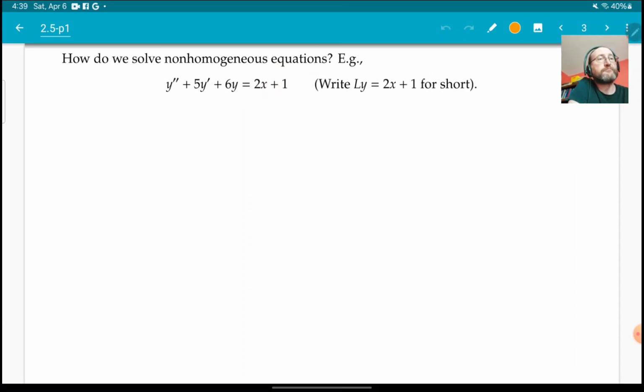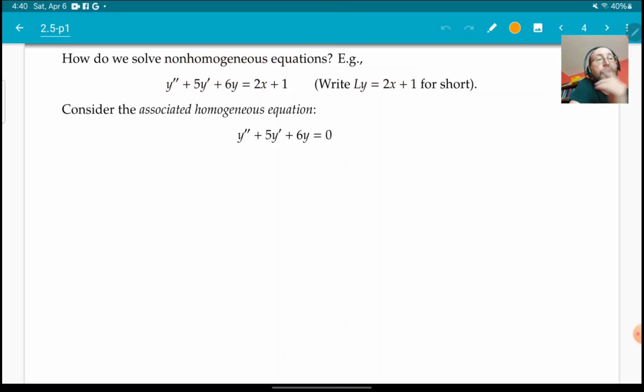Before I get to that, let's write this as L of y, where L is what we're calling the left-hand side, the operator. So for short, so that I don't keep writing this, I'm going to just write Ly as 2x plus 1. The L might be a bunch of different ones, but in this lecture, it's always going to be this constant coefficient linear operator, something like this. So we have L of y as 2x plus 1. It's this equation.